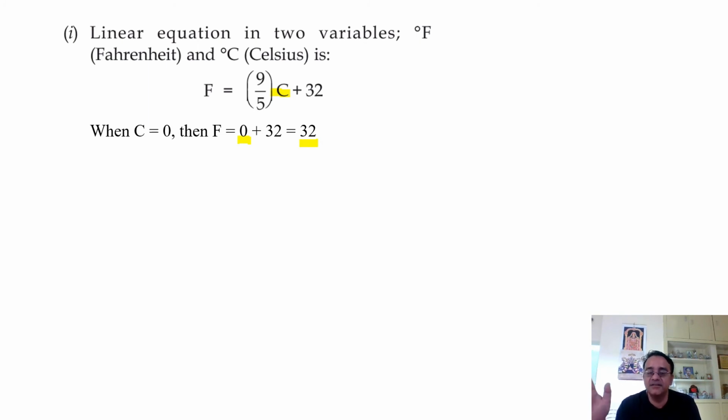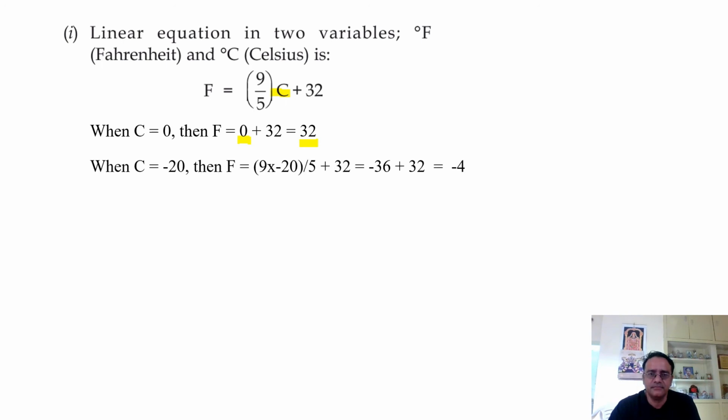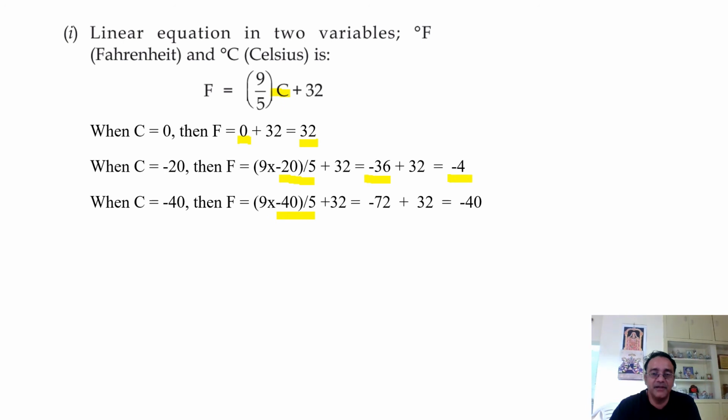Second, we'll take the value of C, minus 20. So minus 20, if you take 9 into minus 20 divided by 5, we will divide first minus 20 by 5, that is minus 4, into 9 will be minus 36. So minus 36 plus 32 is minus 4. Now we'll substitute minus 40. So minus 40 divided by 5 is minus 8, into 9 is minus 72. So minus 72 plus 32 is minus 40.